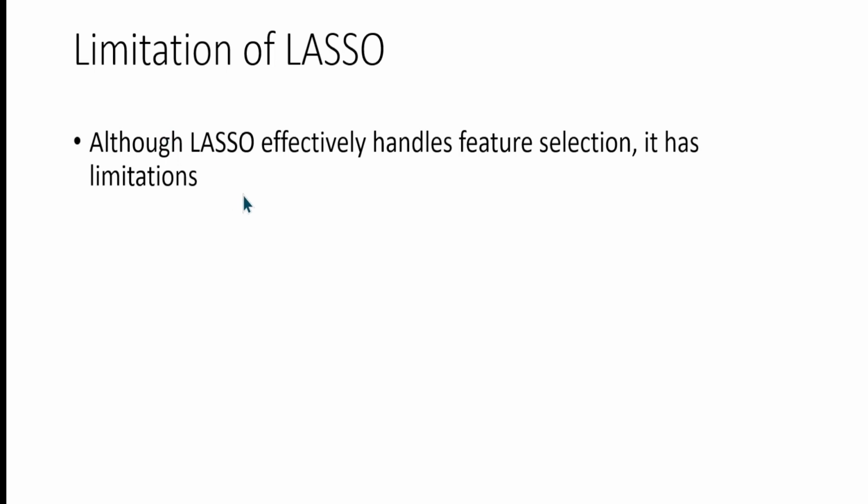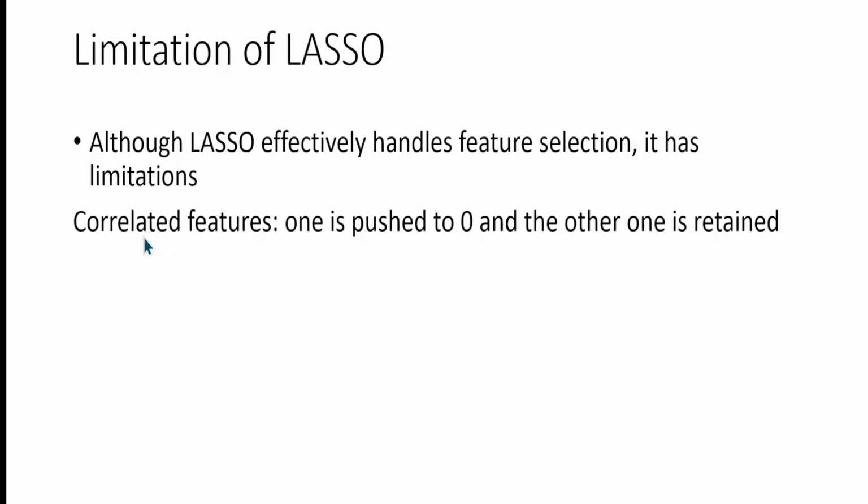But LASSO has limitations. What are those limitations? Although LASSO effectively handles feature selection, it has limitations when dealing with correlated features, and we have seen that for correlated features, ridge regression is very effective. With LASSO, when you have correlated features, it will push one of them to zero, and the other one will be retained in your model.